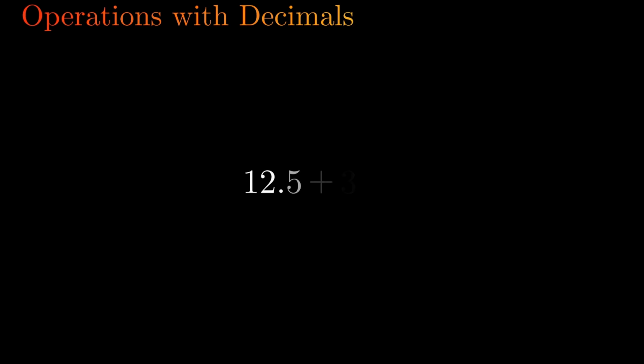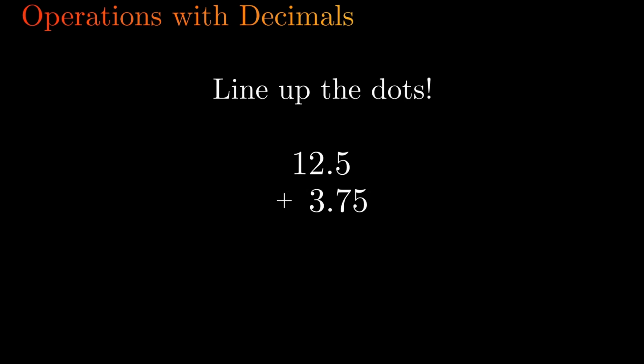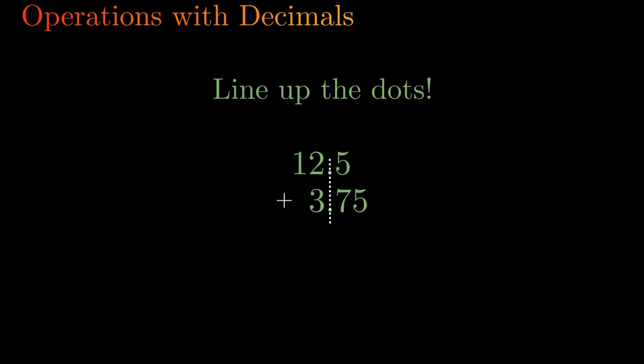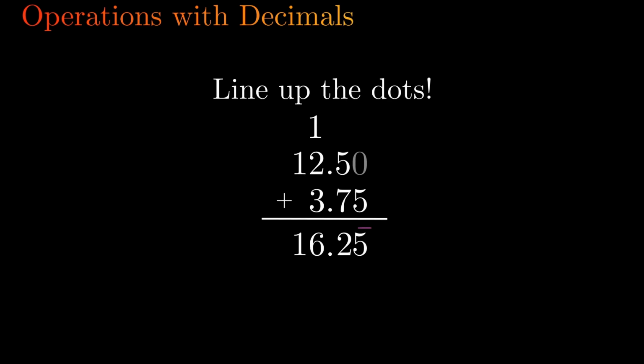Finally, operations with decimals. The good news is you already know how to do this. It's just like regular addition, subtraction, and multiplication with one extra rule for the decimal point. For addition and subtraction, the rule is line up the dots. If you don't line up the decimal points, you're adding tenths to hundredths, which doesn't work. Once lined up, we can add and subtract. The result of our example is 16.25.